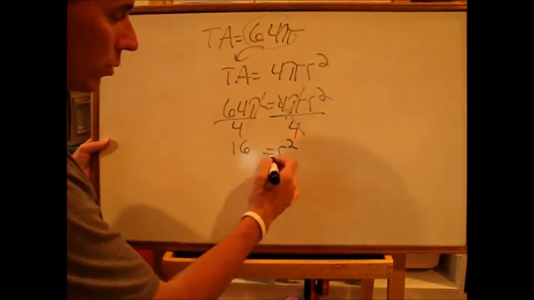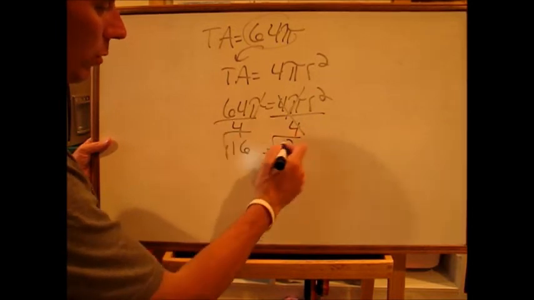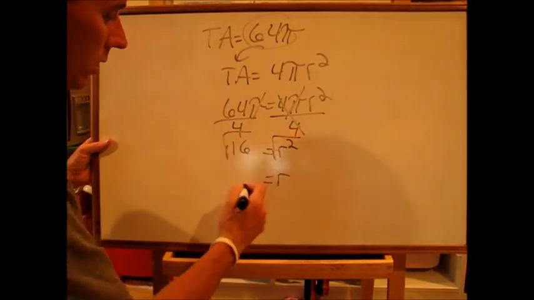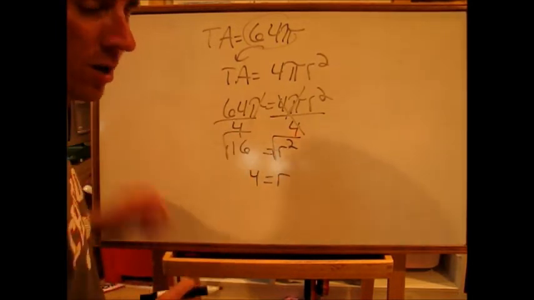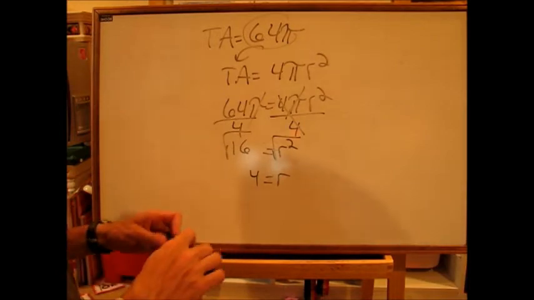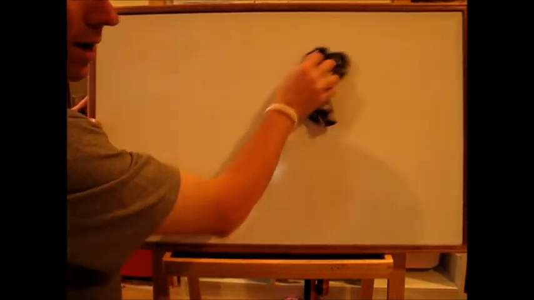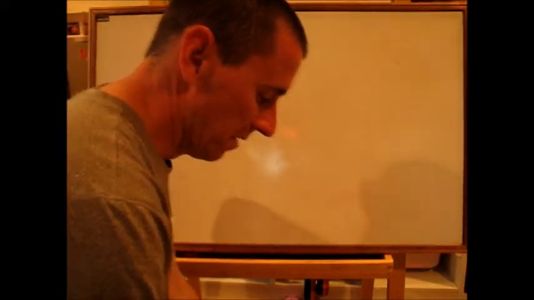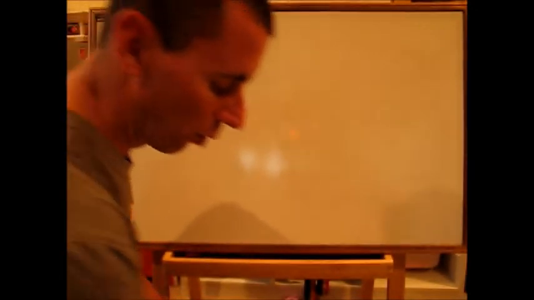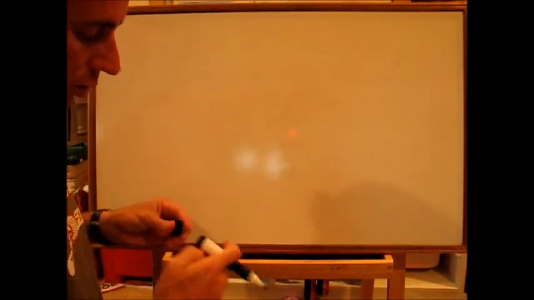How do we get rid of the square? We're taking the square root of both sides. The square root of r squared is r, and the square root of 16 is 4. So there's an example of where they may give you the total area, or they may give you the volume, and ask you to find the radius. Again, the sphere is rather easy. There's just one dimension.